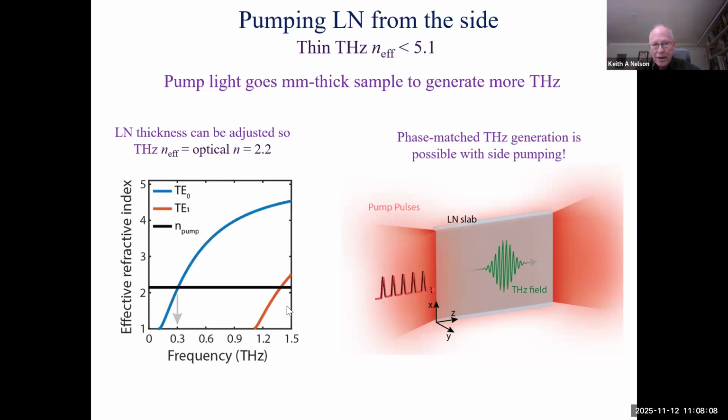So here's what happens. Here's the refractive index for light. It's a little bigger than 2. The refractive index for the terahertz field, this is the dispersion. And if we change, depending on the thickness, we can control where it crosses the light. So we can select a particular terahertz frequency that we want to drive this way.